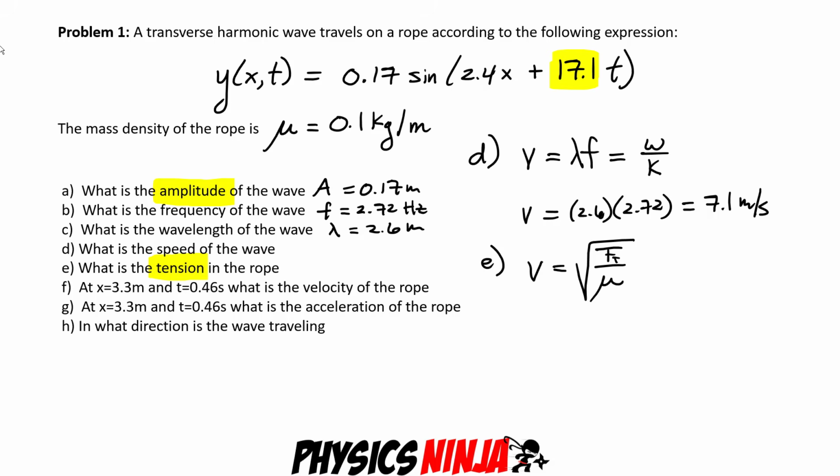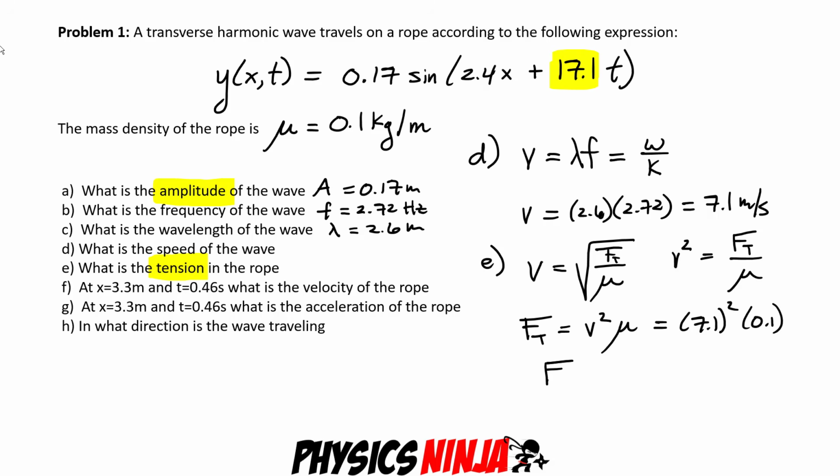What we're going to do is square both sides. So you get V squared is simply equal to the tension force divided by mass density. So my last expression now is the tension force is given by V squared multiplied by mu. So now we substitute our numbers. You get 7.1 squared. Our mass density was 0.1. And now we get our tension force, which is approximately 5.04. And that should be measured in newtons. All right, great job. Let's go look now at the next problem.